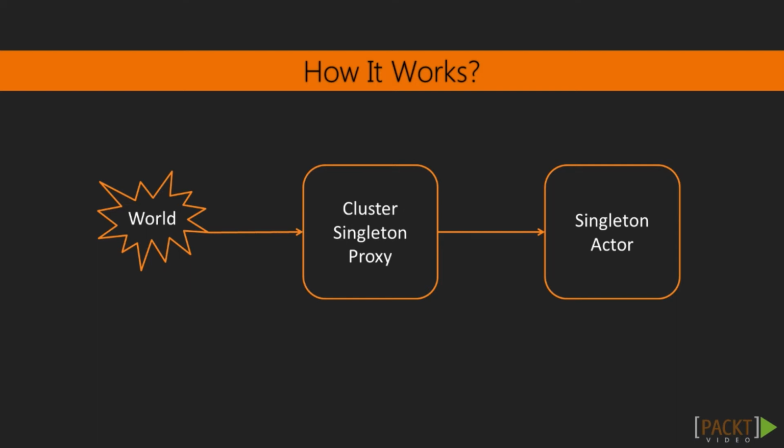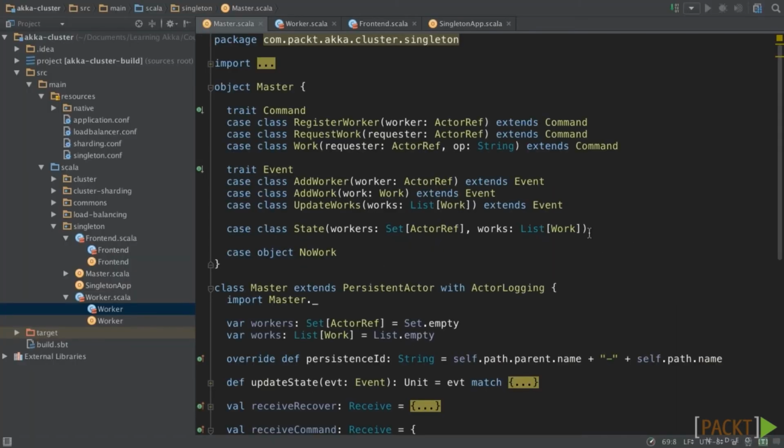Now, let's take a look at our example. We have a master actor, which is a persistent actor. It receives work from the front end and stores until workers request it. Let's take a look at the implementation, that is, the master messages. We have 3 commands: register worker, request work, and work. And we have 3 events: add worker, add work, and update work.